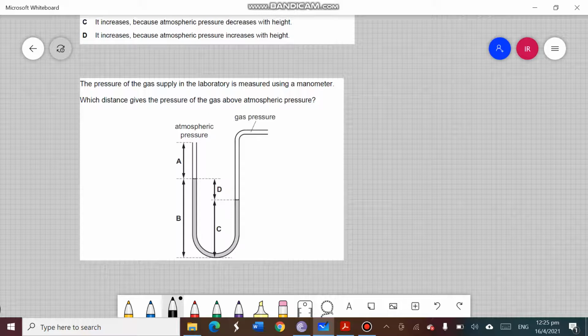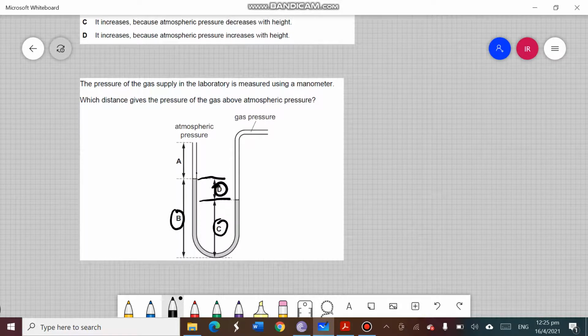So the answer A is the atmospheric pressure. We don't take the height B. The height C is also not taken. The pressure above atmospheric pressure is given using this much height. Which distance is taken? D. Distance D is taken to measure the pressure above atmospheric pressure. Okay, so these are the things you have to keep in mind.